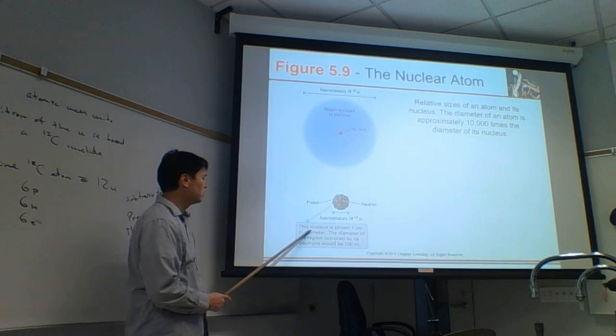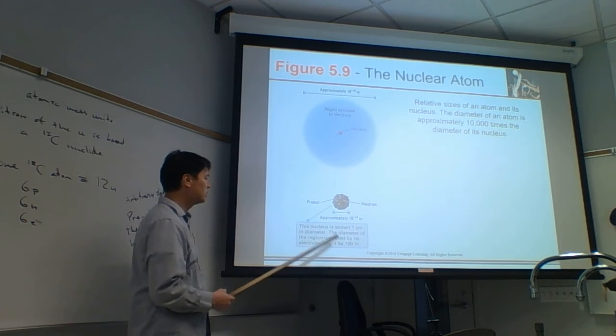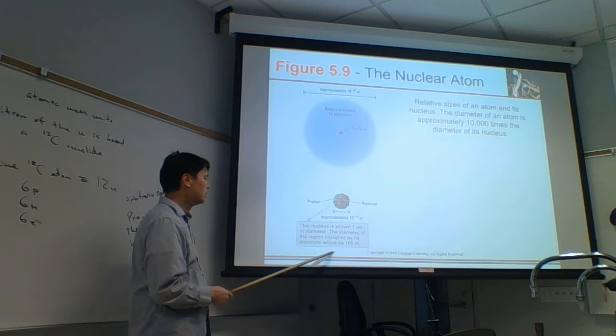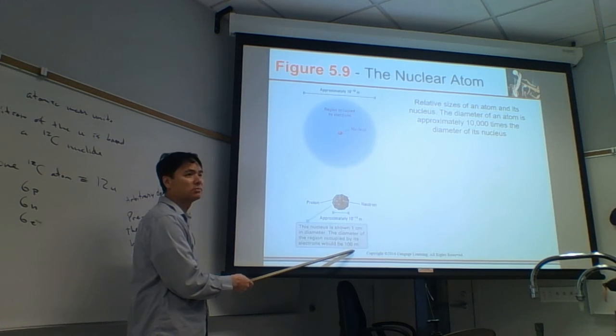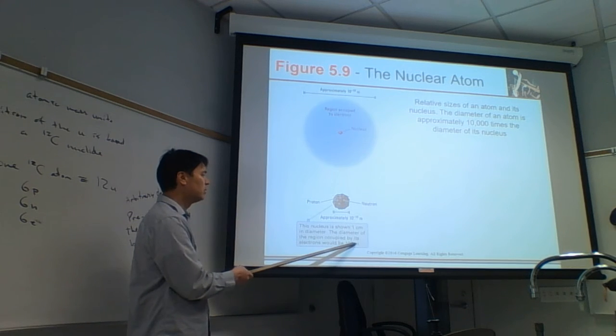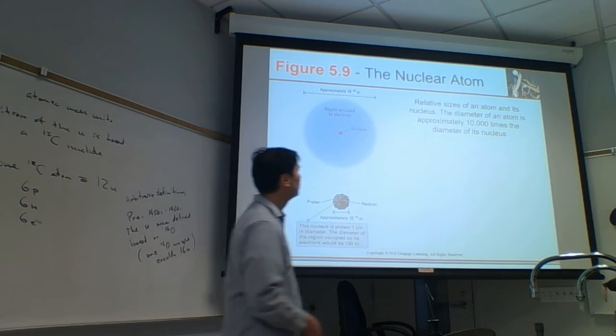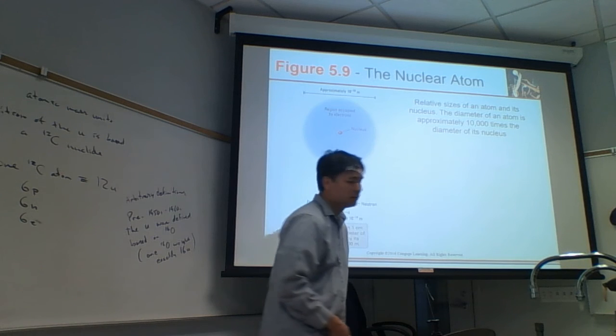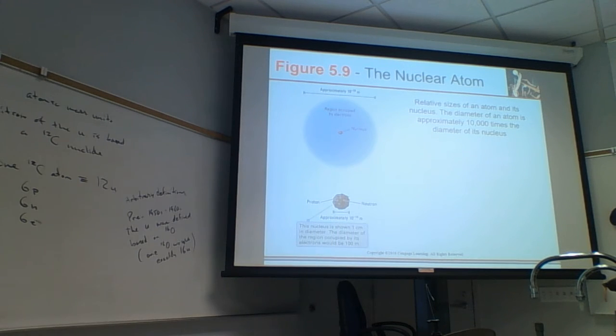Here's this one. If the nucleus is 1 centimeter in diameter, then the electrons would be 100 meters. 100 meters is about 100 yards. So if you have about a football field, the nucleus would be about 1 centimeter. Okay, these are the relative sizes. Let's go on.